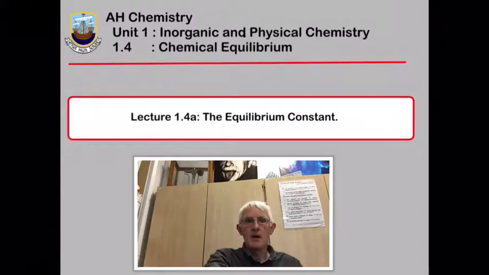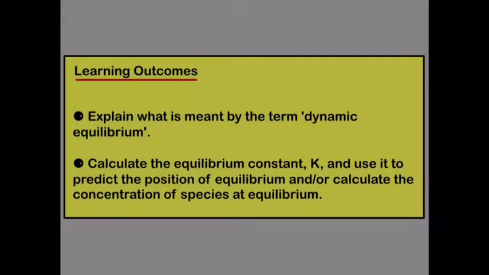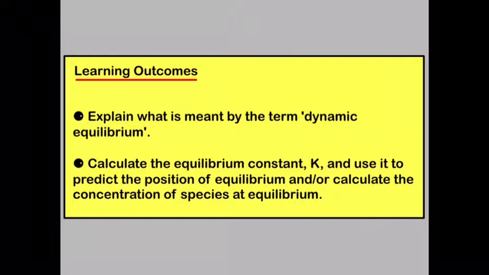We're now moving on to the section on chemical equilibrium, and the first lecture will be about the equilibrium constant. By the end of this lecture, you should be able to explain what is meant by the term dynamic equilibrium, and you should be able to calculate the equilibrium constant K and use it to predict the position of equilibrium and/or calculate the concentration of species at equilibrium.